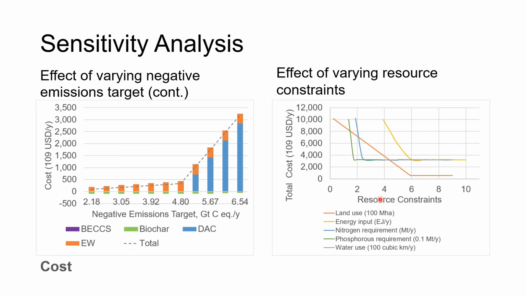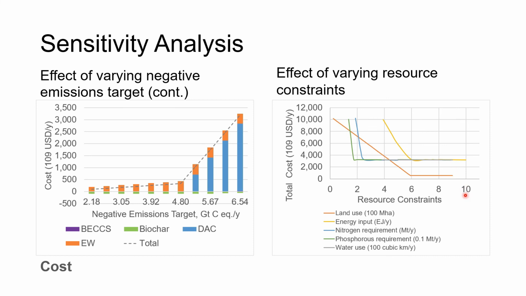For each constraint, we varied it while keeping all the other resource constraints constant. Lower constraints means we are tightening the constraints, and higher resource constraints means we are relaxing the constraints. In general, tightening the resource constraints increases the total cost, and relaxing each resource constraint decreases the total cost until a constant value is reached, except for water use constraint, which stays constant the entire time, meaning the cost is not sensitive to changes in the water use.